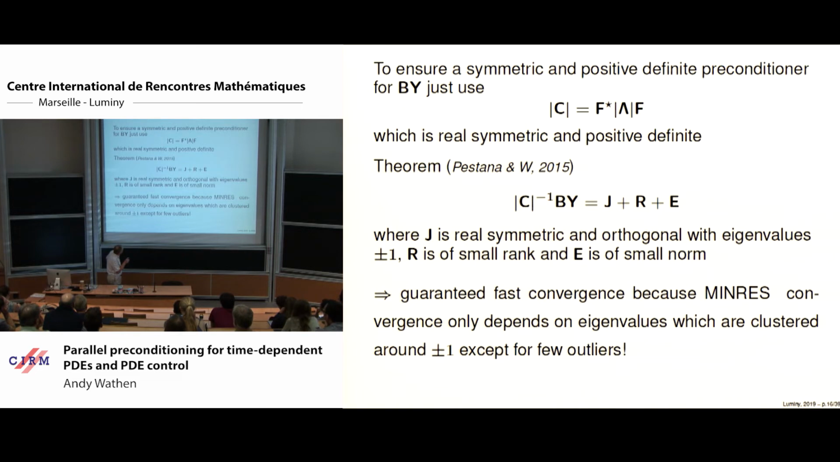R is of small rank, E is of small norm, and J is a real orthogonal matrix with eigenvalues of plus and minus 1. So there's the indefiniteness coming for you. The preconditioning essentially has to be a congruence transform, so you can't change the inertia. You'll get the same number of positive and negative eigenvalues as the inertia of the original matrix. But what this tells you is you're going to have fast convergence, because MINRES convergence depends only on eigenvalues, right? And these eigenvalues are clustered around plus and minus 1 except for a few outliers. That's what this theorem tells you.